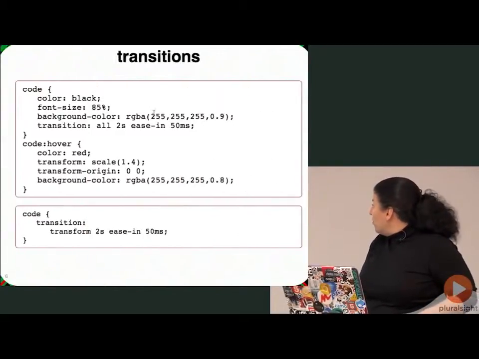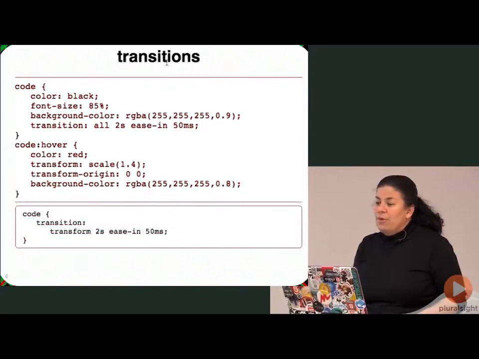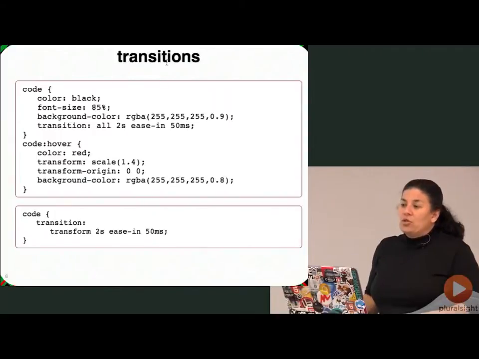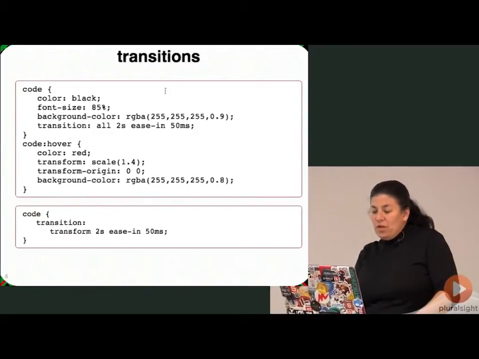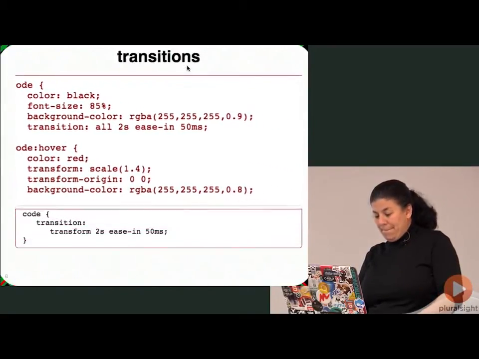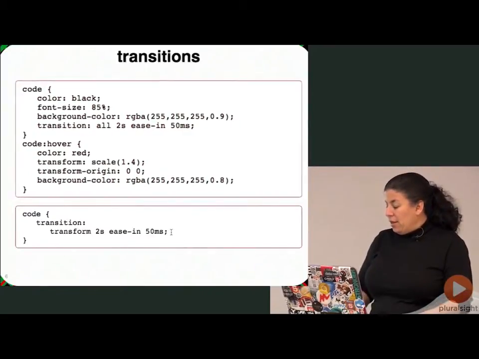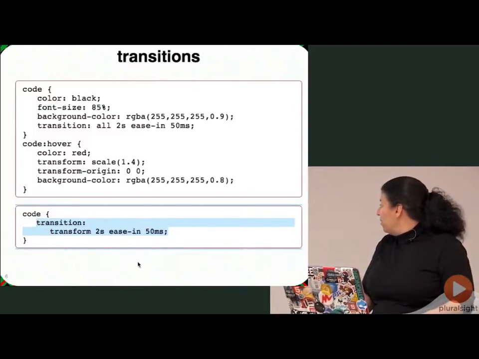So this one looks much better. Does the same thing, right? Except for it's nice and smooth. Because I am not reflowing my whole page. I'm only repainting my code div, that section. Because font size is still 85, but I am scaling to 1.4, right? Again, this is the code, basically. Transition, transform, 2 seconds, ease in, 50 milliseconds.